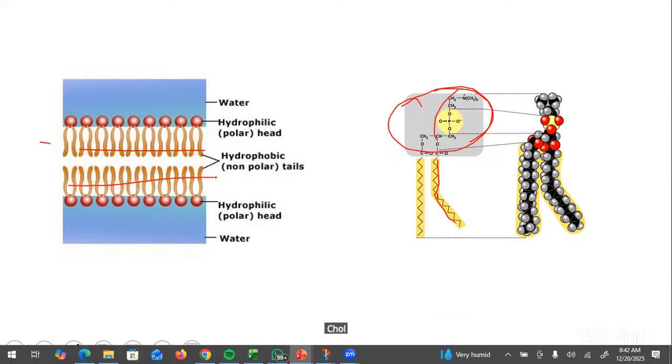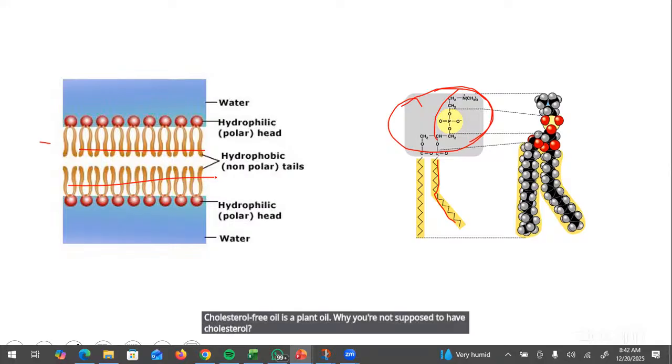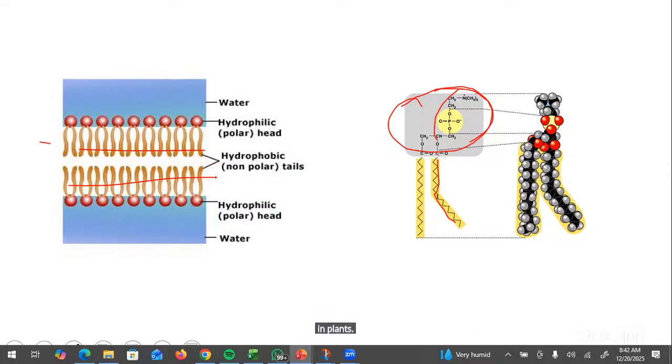just like somebody telling you this is cholesterol-free oil. No, you see, it is plant oil. Why would you expect cholesterol in plants? Moreover, cholesterol is also very good for the system. You have very good skin because of cholesterol. Cholesterol contributes to the fluidity of the membrane.